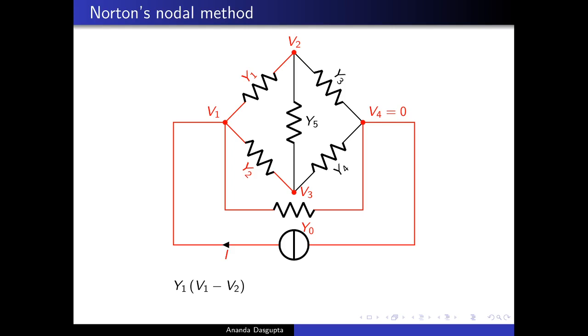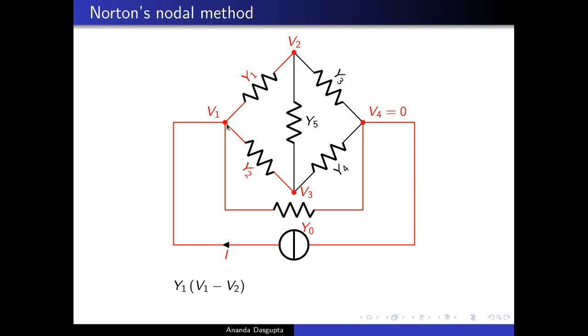In Ohm's law, what you have is not voltage into voltage by resistance is current. What you have is voltage difference by resistance is current. And that is very important to remember. So here is V1 minus V2 into Y1.